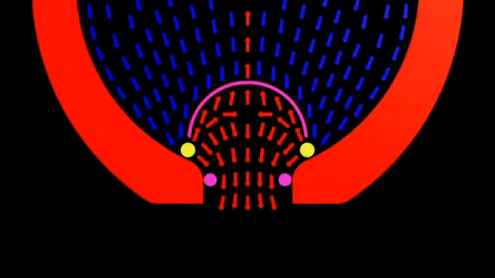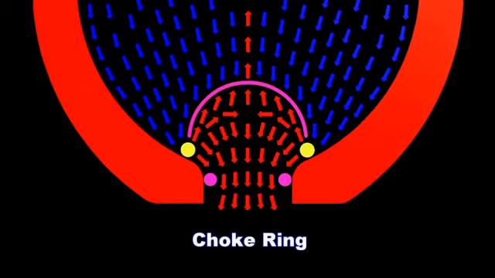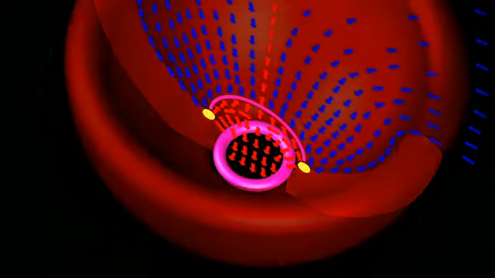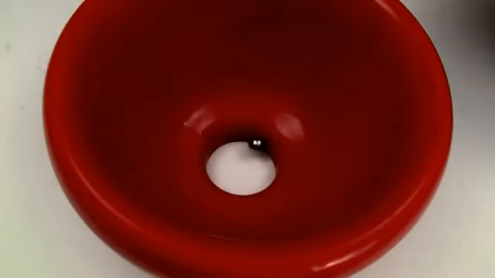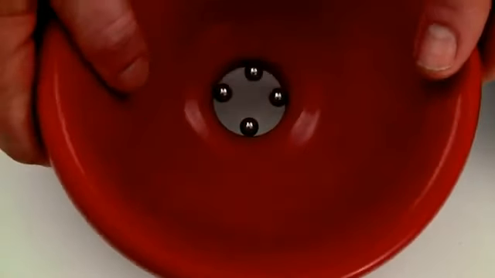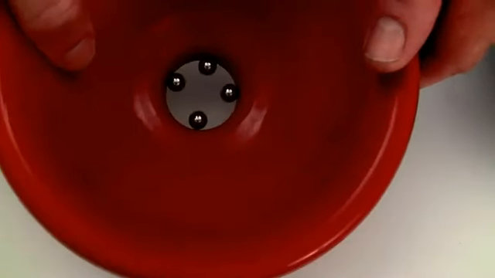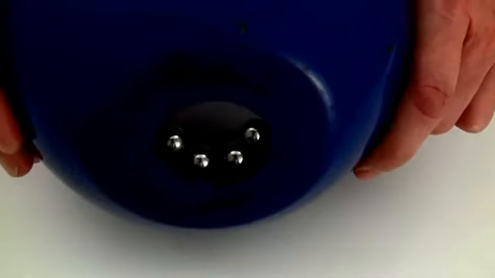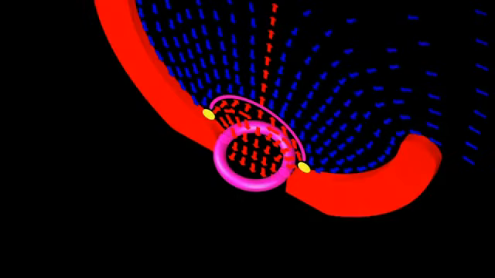Now we will take a look at the function of the choke ring. Shown here are steel balls that are held in place at the choke ring. The balls are free to rotate around the choke ring, but they resist exiting out the bottom of the bowl or going back up into the bowl. The flow of matter is choked at the choke ring, which is why I call it the choke ring. The choke ring in the bottom of the blue bowl, or the south magnetic bowl, functions exactly the same, except the magnetic polarity of the choke matter is reversed.